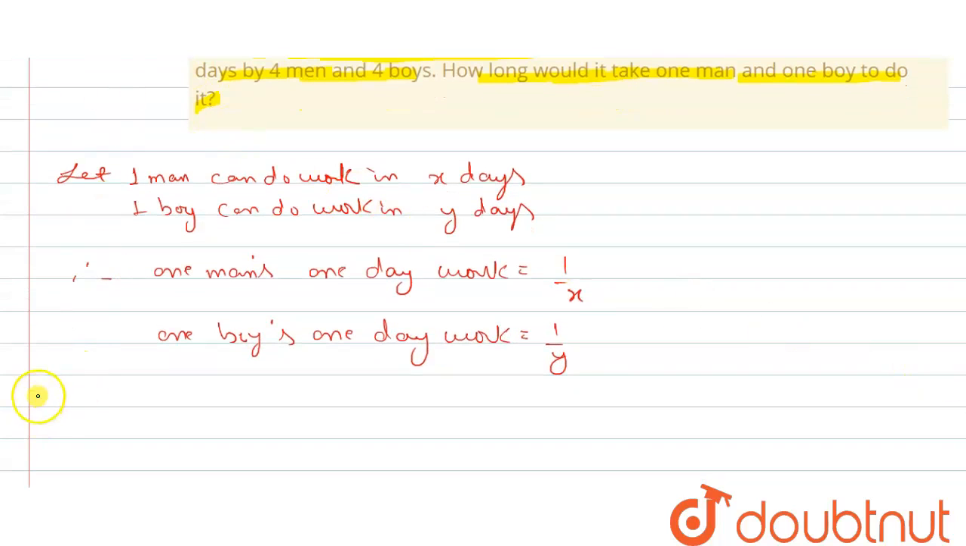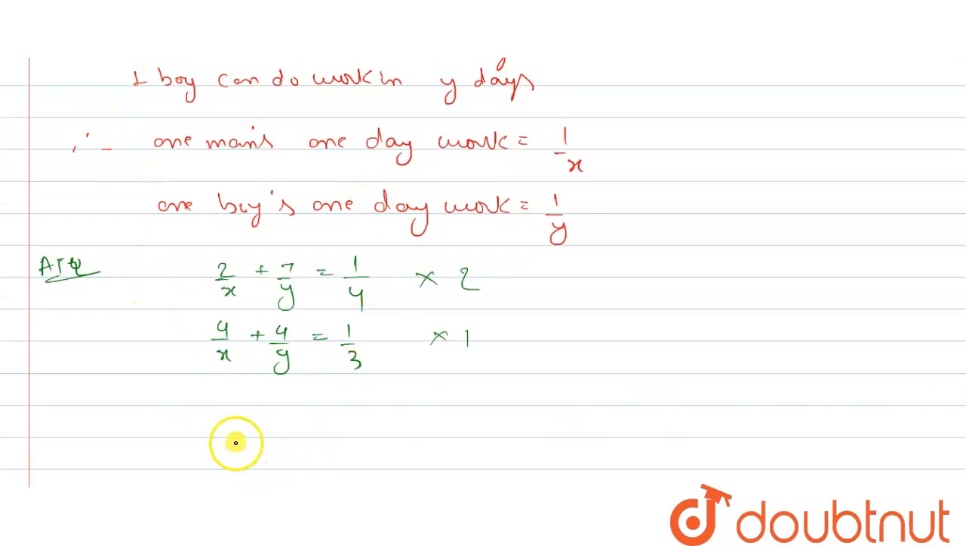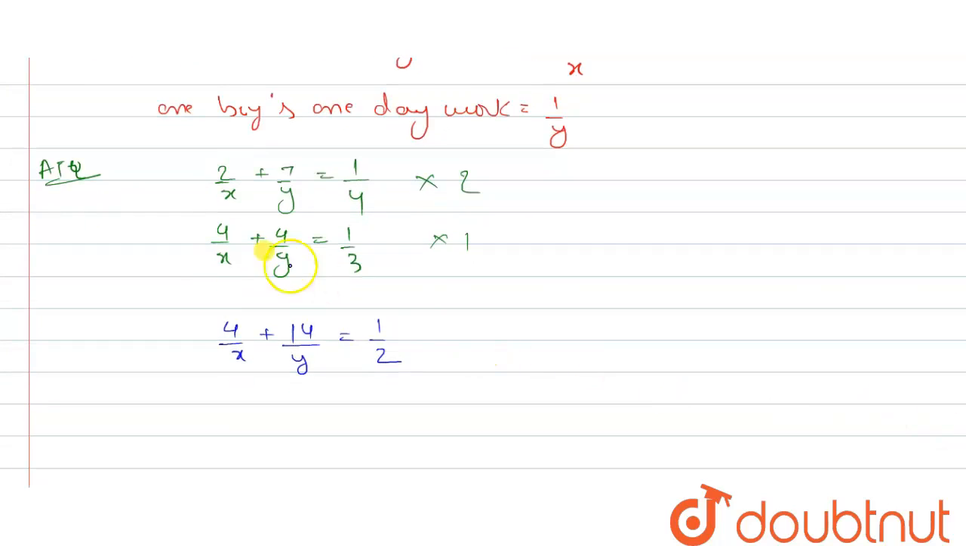Now, according to the question, we have 2 upon x plus 7 upon y is equal to 1 upon 4, and 4 upon x plus 4 upon y equals 1 upon 3. So we will multiply this equation by 2 and this by 1 to equate the coefficients. We will get 4 upon x plus 14 upon y equals 1 upon 2. And our other equation is 4 upon x plus 4 upon y equals 1 upon 3. Let this be equation first and this be equation second.